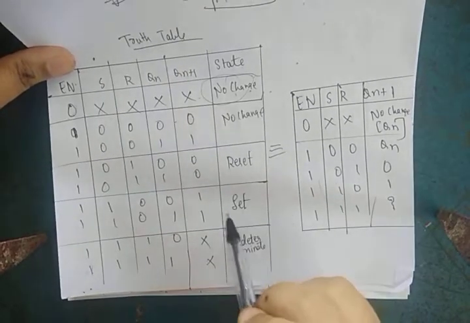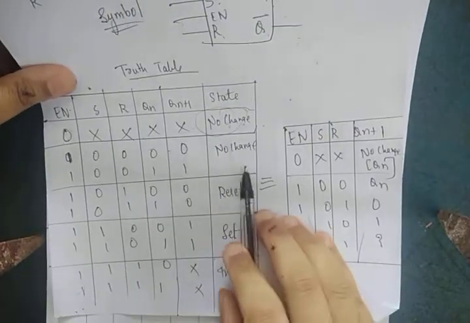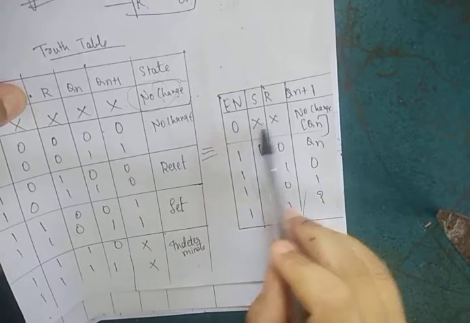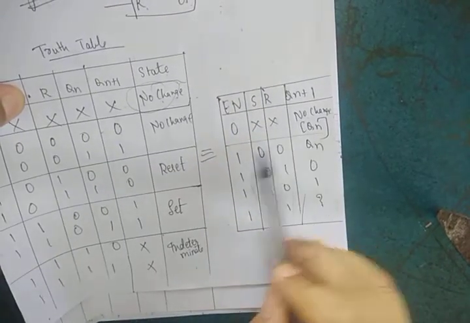Again, the explanation I have given now, whether it is for the NOR gate or the AND gate, both are one and the same concept. So again, no change. For the next 2: reset, set, indeterminate. Similarly here also, first is enable. Both will not work. No change.